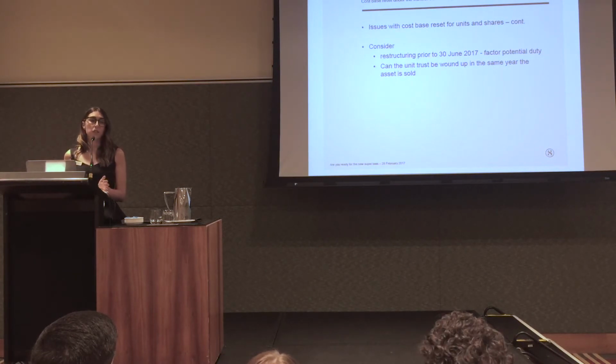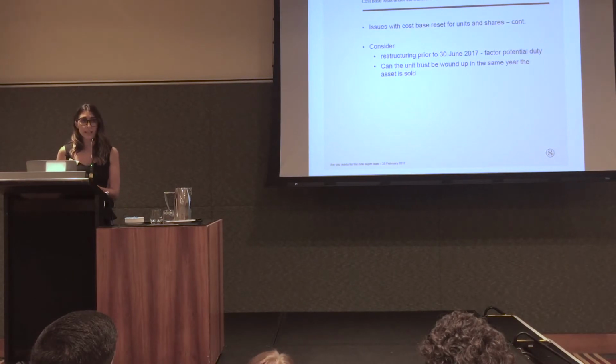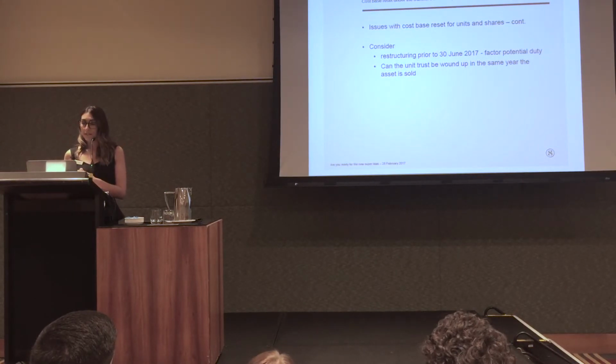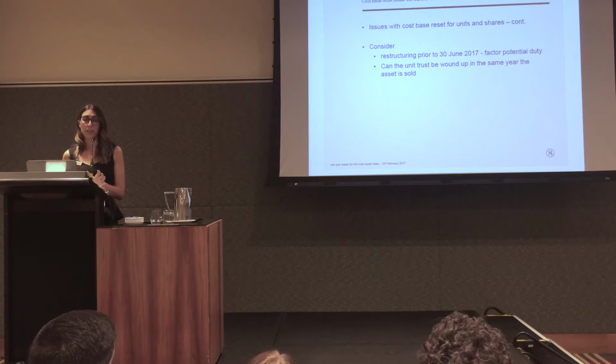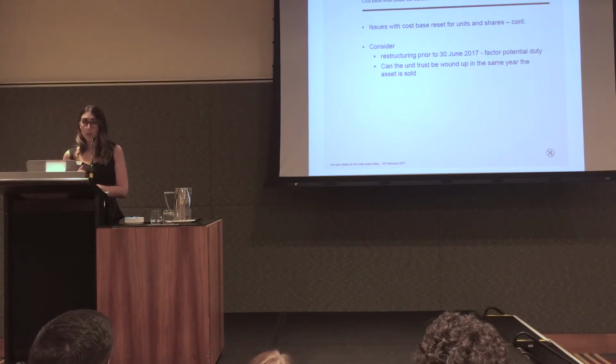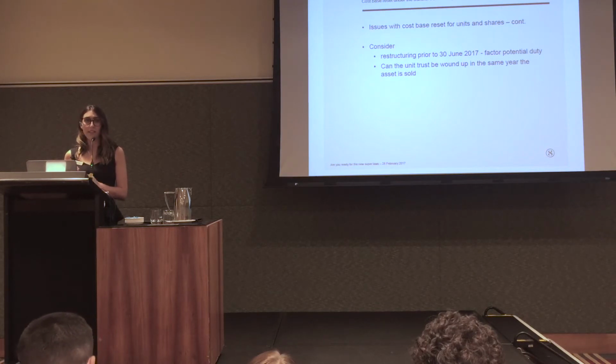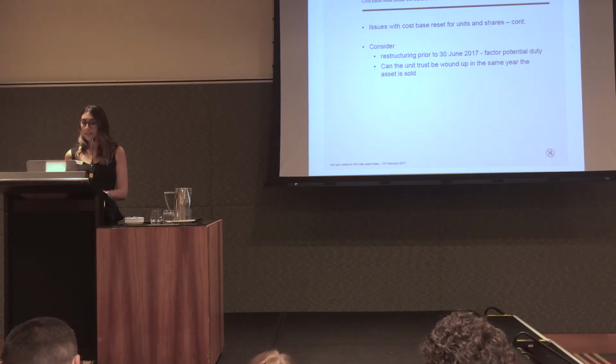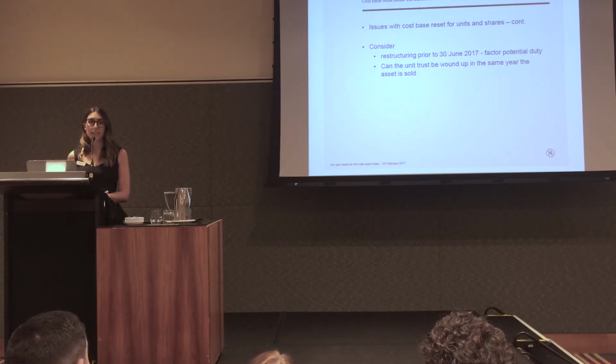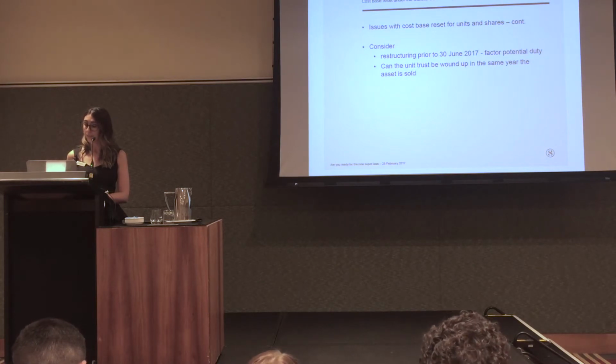So in these situations, you could consider restructuring prior to 30 June 2017. However, you will need to factor into account any potential duty that may arise from a restructure. Or consider whether the unit trust can be wound up in the same year that the asset is sold. This is because any capital gain that may arise from the sale of the asset can be offset against any capital loss that arises from the winding up of the unit trust in the same year.